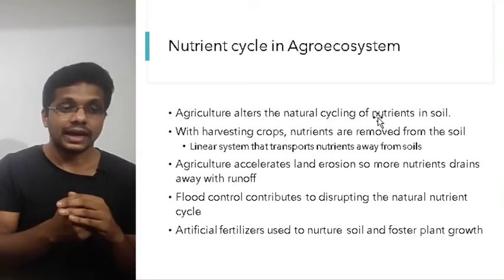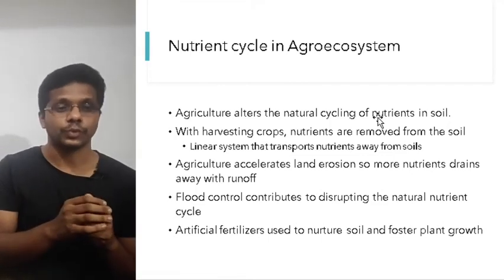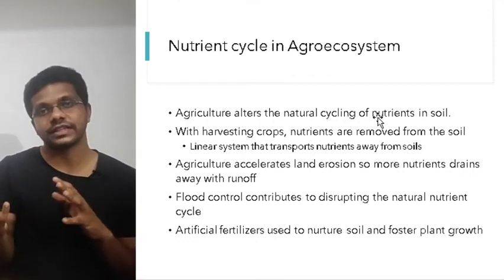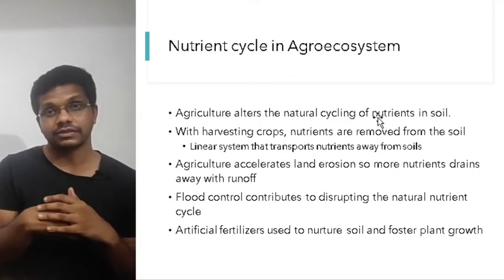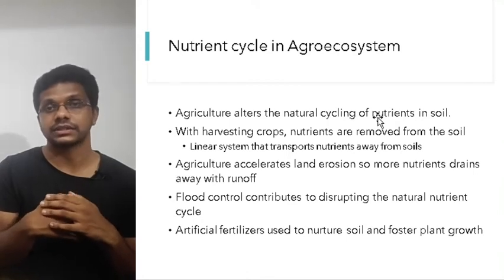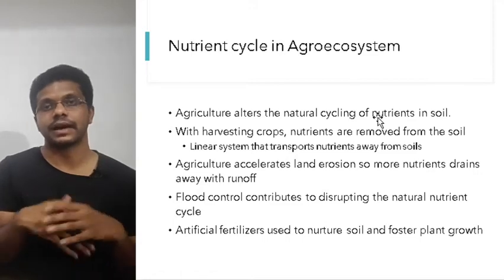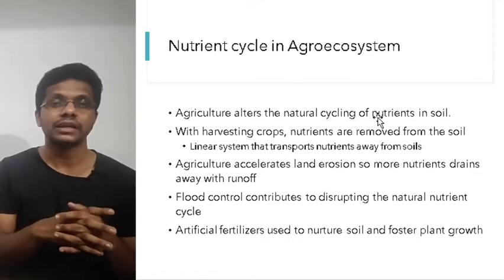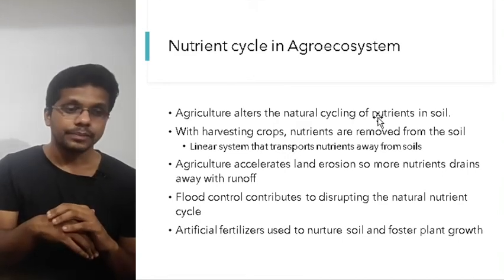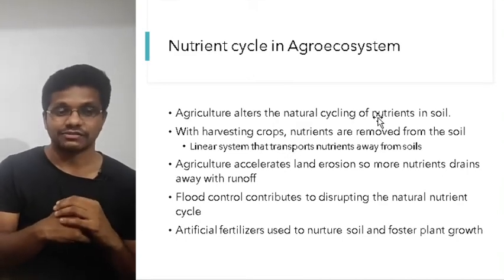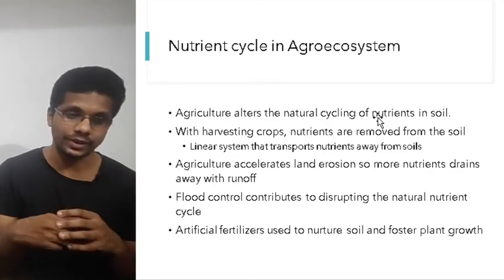The other thing is that repeated agriculture increases soil erosion, which also causes nutrient loss from the soil, and flood control. Flood is a natural way of enriching the soil, but we are constructing dams for controlling the flood. So that will also affect the nutrient cycle, and we are also using artificial fertilizers, which also change the properties of the soil.